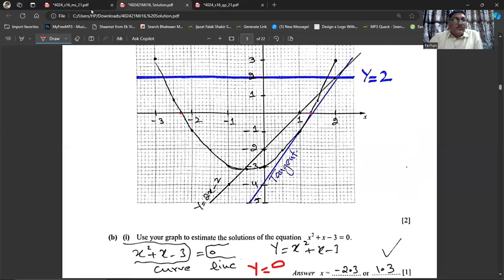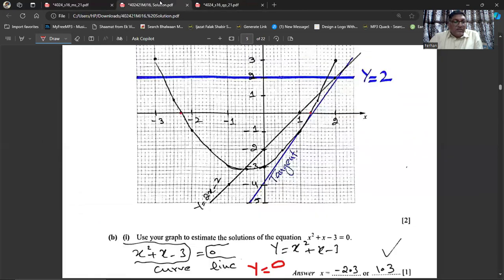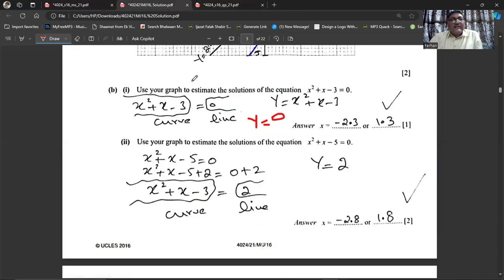I've noted them from this graph paper. So let's check, our answer is right. You see, this is the range of the answers. Both are correct. So we are going to the next part. In the next part, he says, use your graph to estimate the solution of x squared plus x minus 5 equals 0.